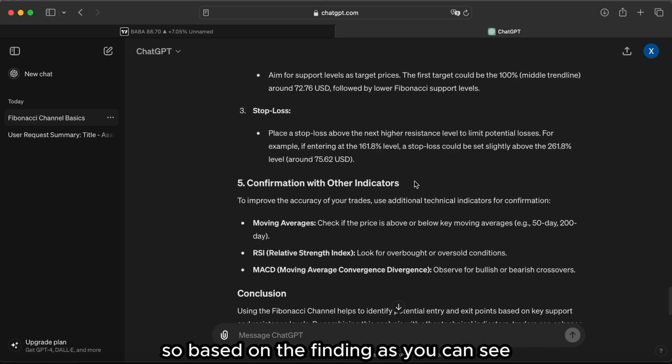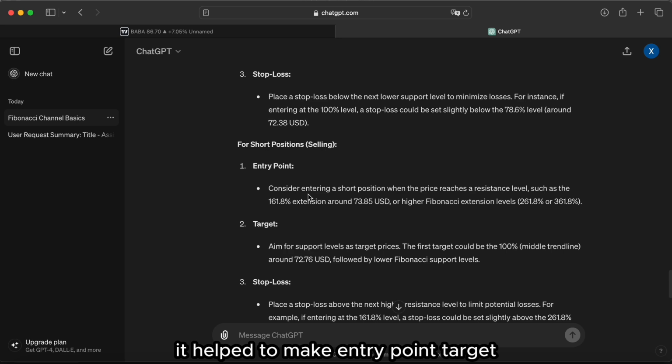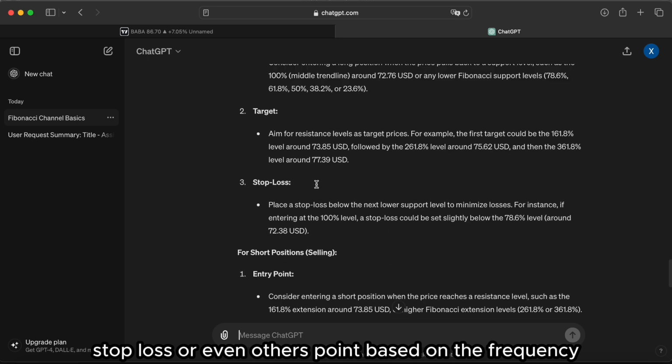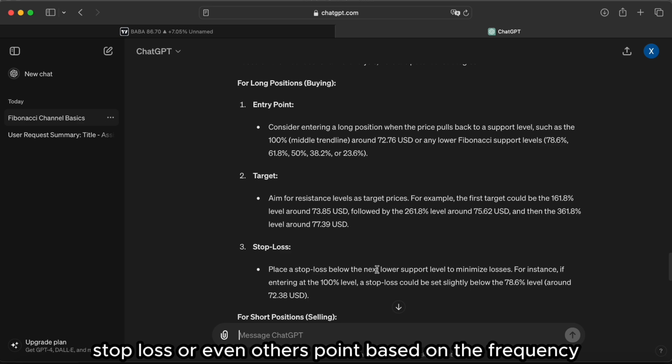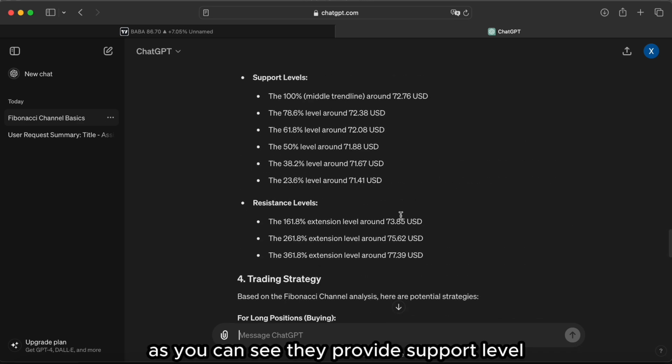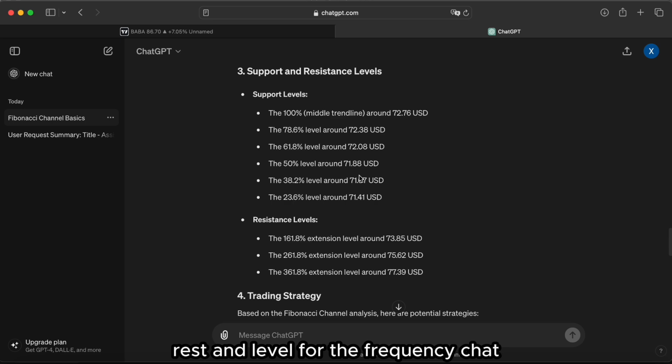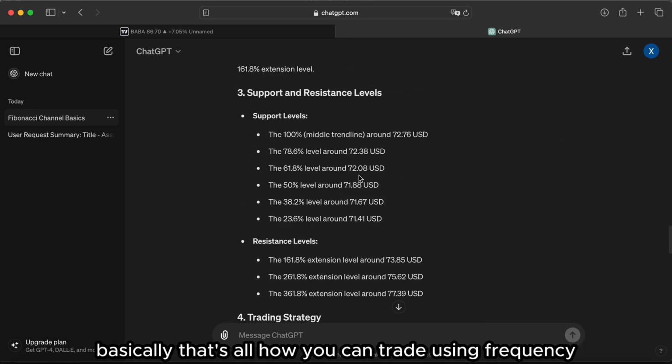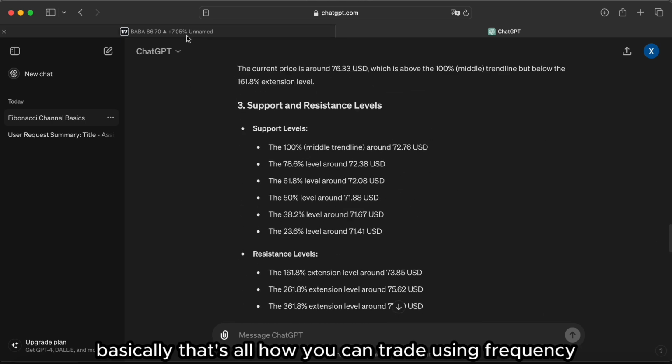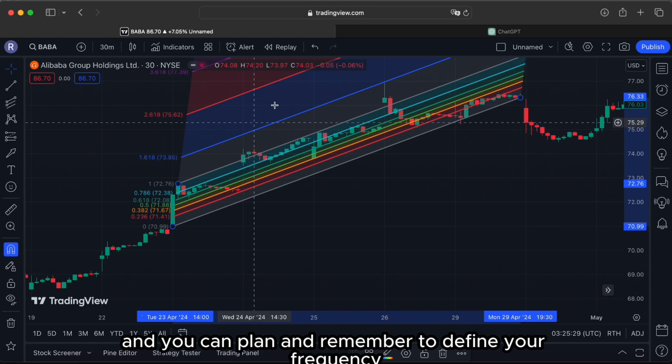So based on the findings, as you can see, it helped to make an entry point, target, stop loss, or even other points based on the Fibonacci. As you can see, they provide support level and resistance level for the Fibonacci channel. So yeah, basically that's all how you can trade using Fibonacci, and remember to define your Fibonacci channel before you trade.